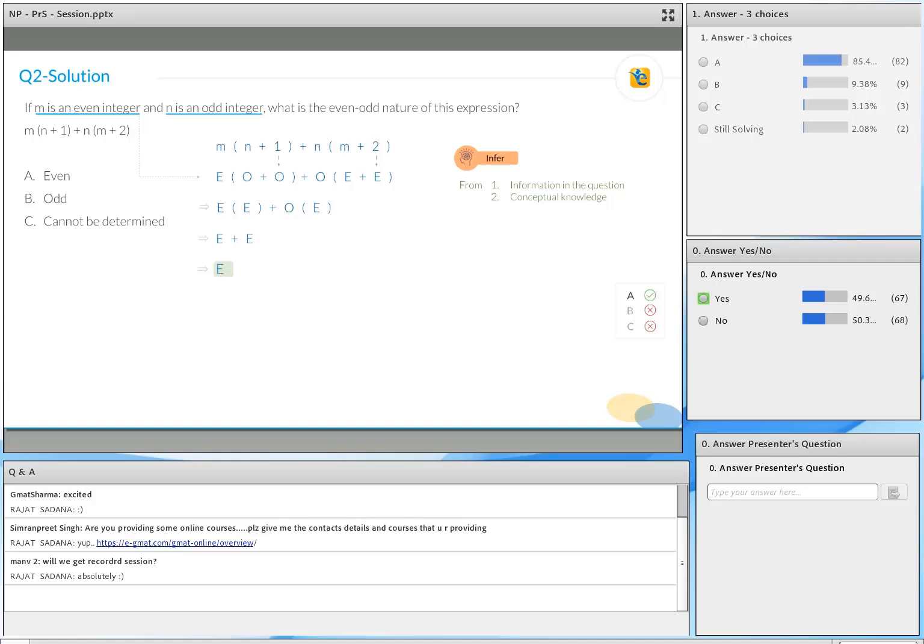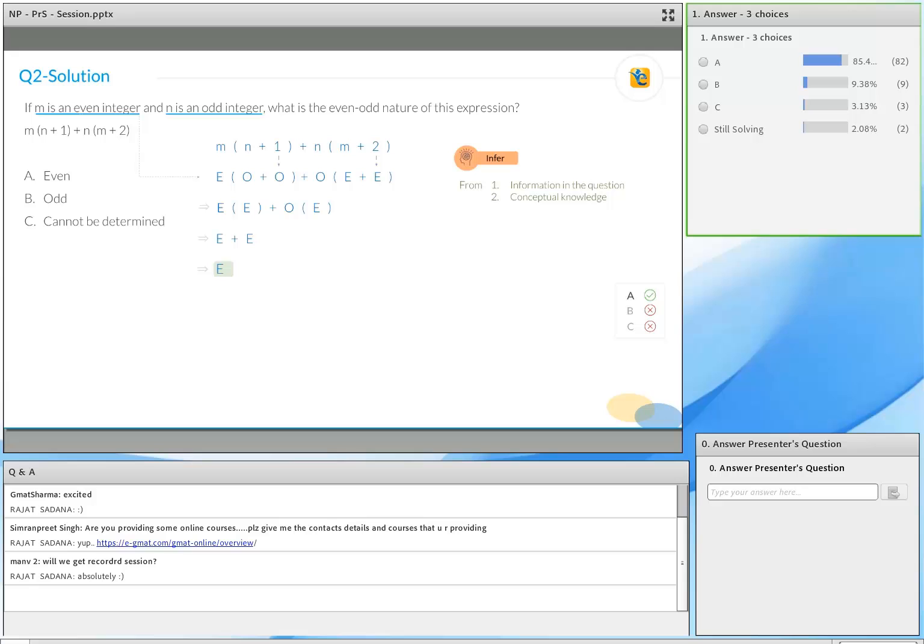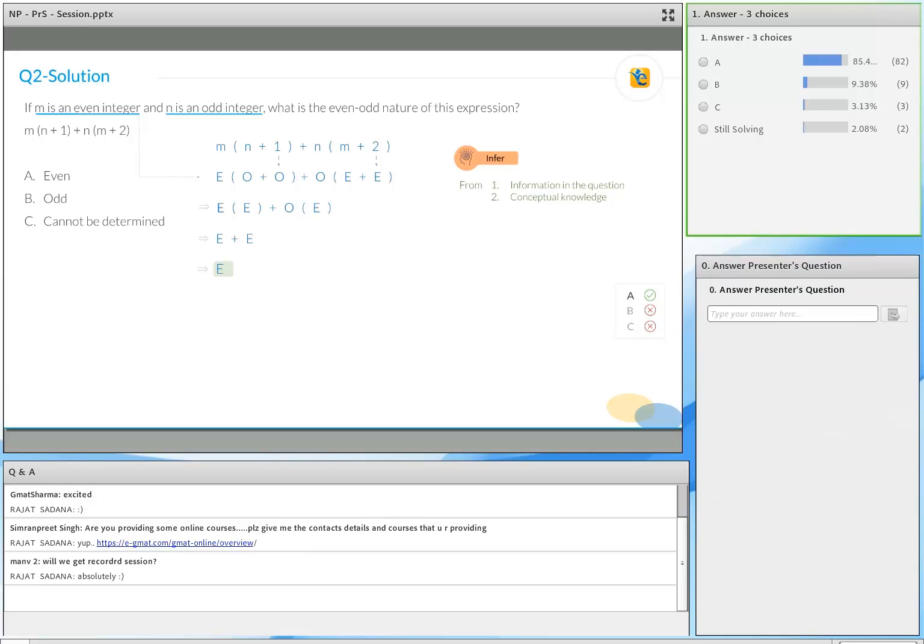Now, for those of you who selected choices B or C, where did you falter? Because that is the key part over here. Understanding which of the inferences you did not apply. So 12 of you didn't select choice A, and actually there were 2 of you who didn't make any selection.